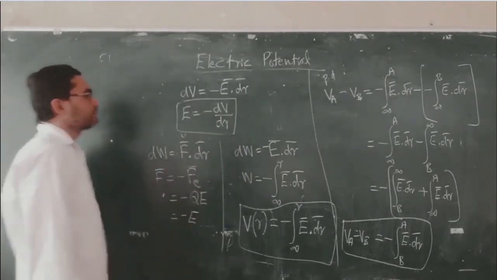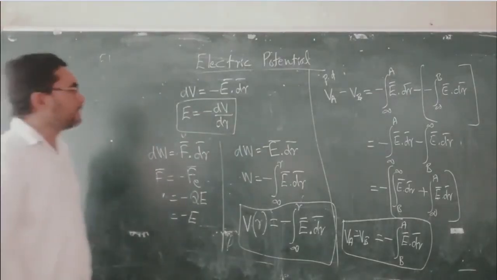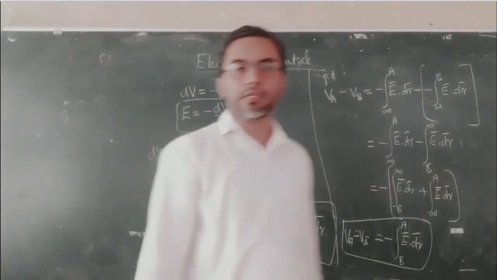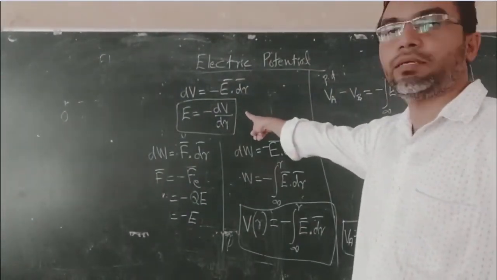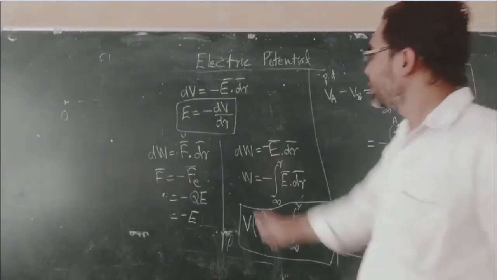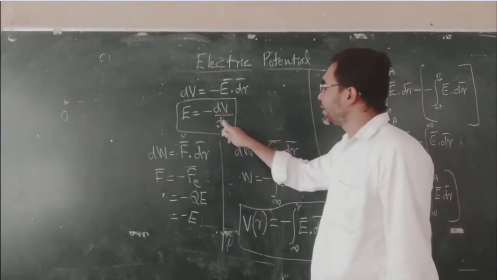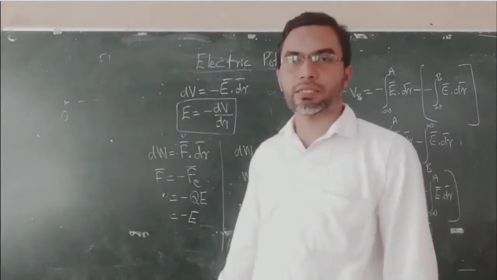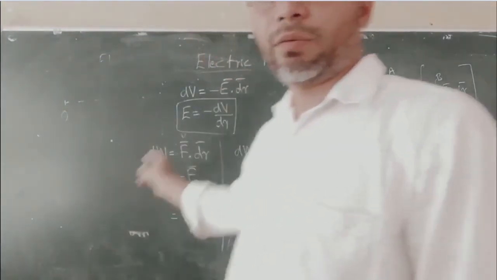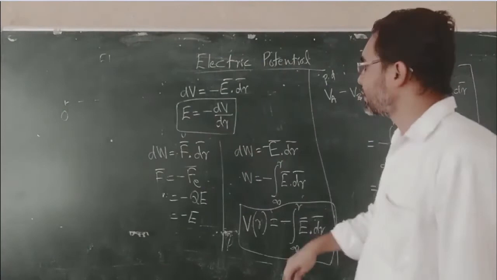So this is another relation: E is equal to minus dV by dr. It means that the electric field is the negative of the potential gradient. dV by dr is called the potential gradient, and minus dV by dr is called the negative of the potential gradient.